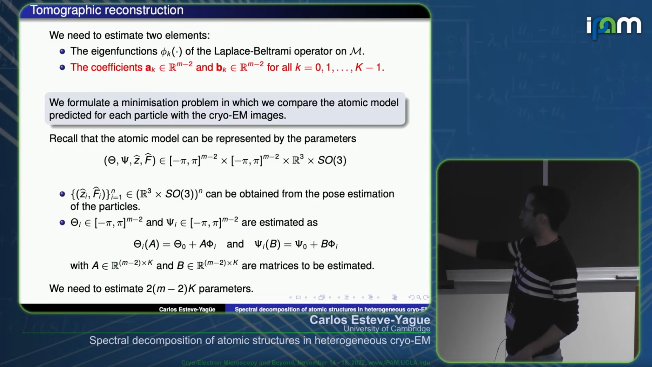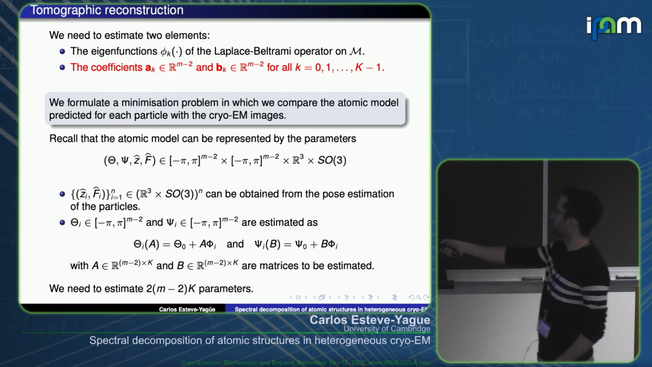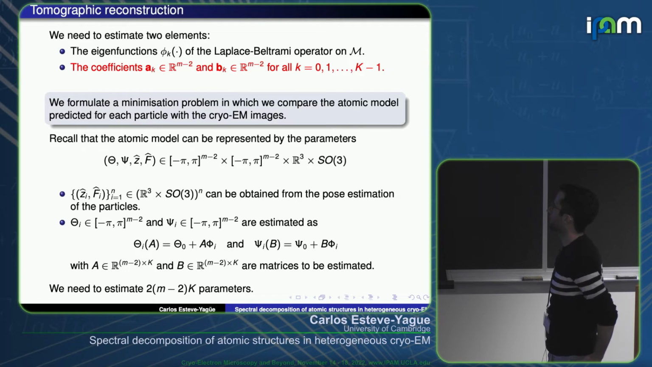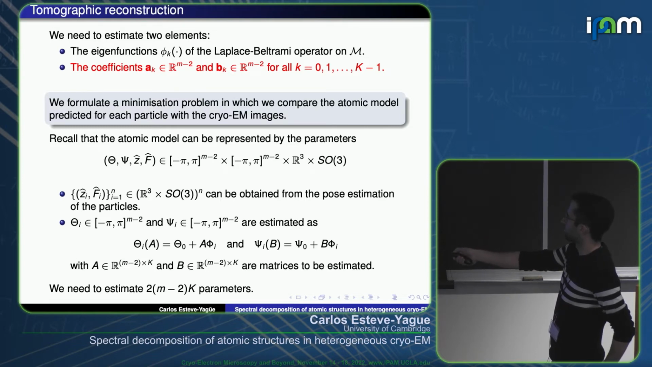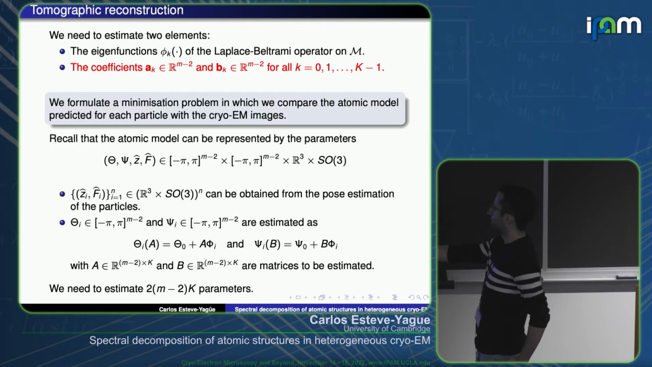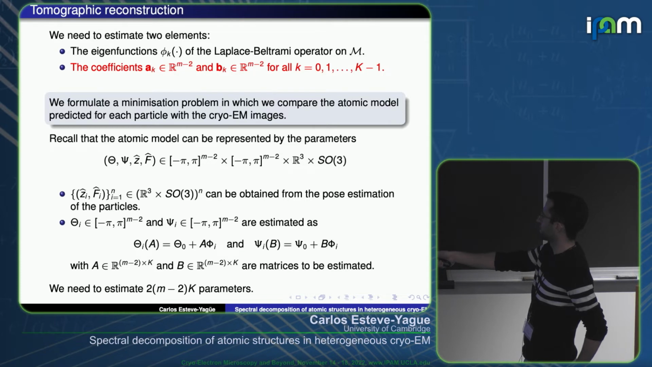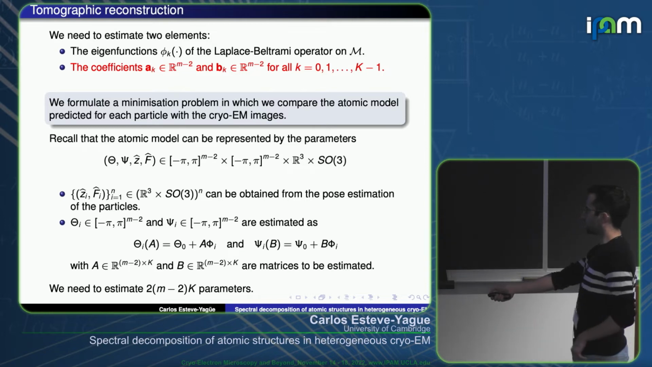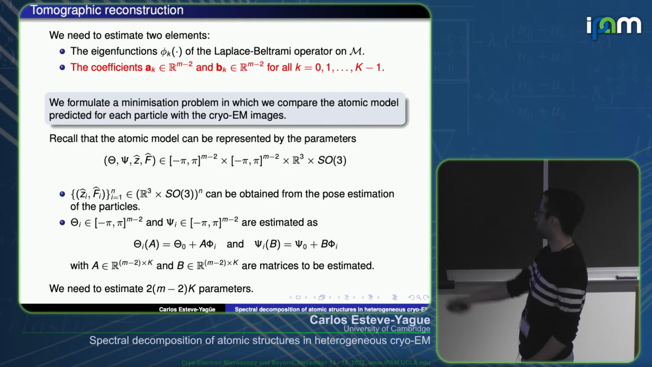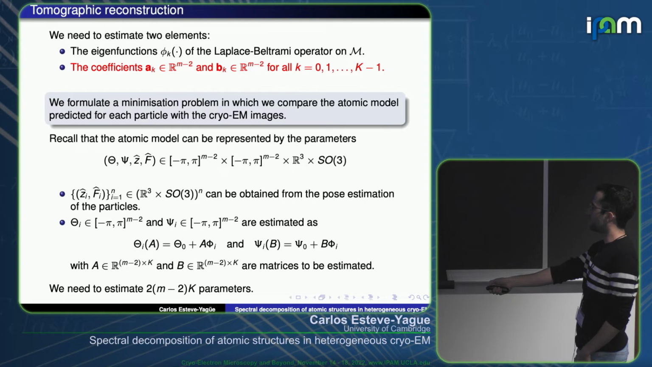Okay, so we have now an approximation to these eigenfunctions. Now we need to estimate the coefficients A and B. And for this, we are going to formulate a minimization problem in which we compare the atomic models predicted for each particle with the cryo-EM images. And we recall that the atomic model can be represented by using these parameters, where z hat and f hat are known, and we need to estimate theta and psi, which we are going to write like this. And we want to estimate these two matrices. So in total, we have 2 times m minus 2 times k parameters: the number of atoms in the structure times the number of eigenvectors in the spectral decomposition.